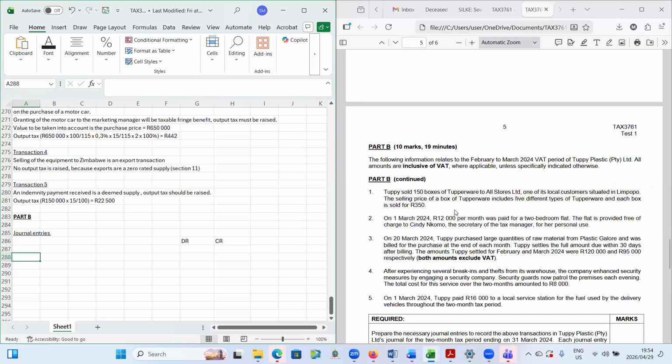Tapi sold 150 boxes of Tupperware to All Stores Limited, one of its local customers situated in Limpopo. The selling price of a box of Tupperware includes 5 different types of Tupperware, and each box is sold for 350 rand. What are the tax implications here? When you sell goods, it means output tax should be levied. They said all amounts are inclusive of VAT, meaning 350 rand includes VAT.